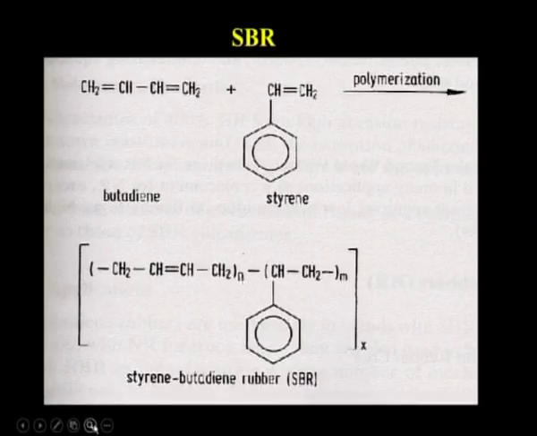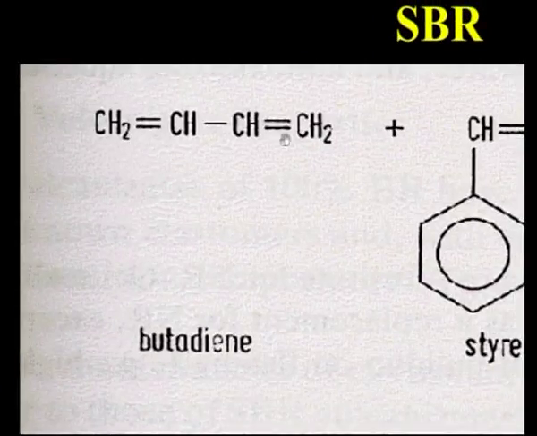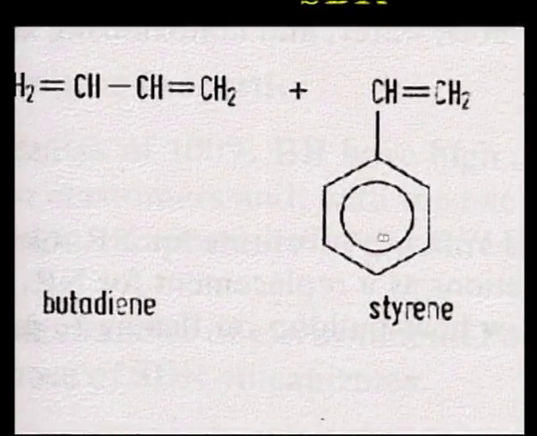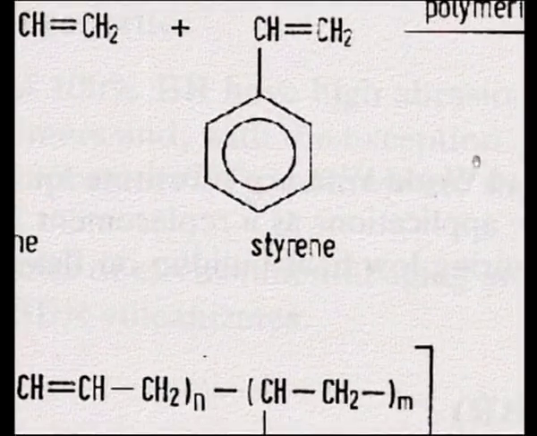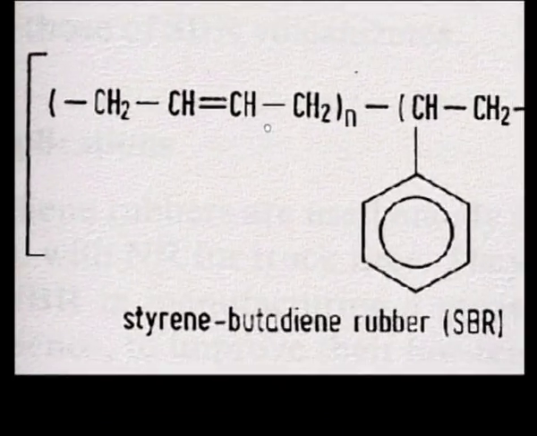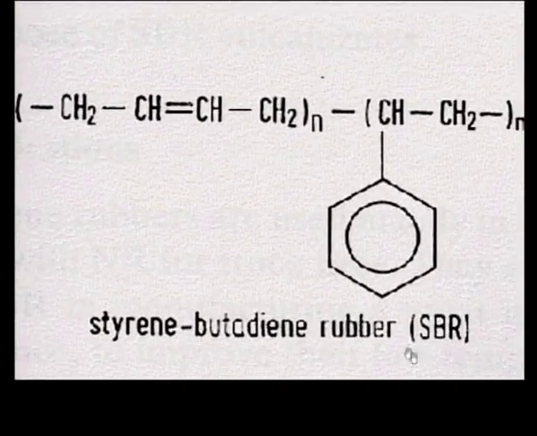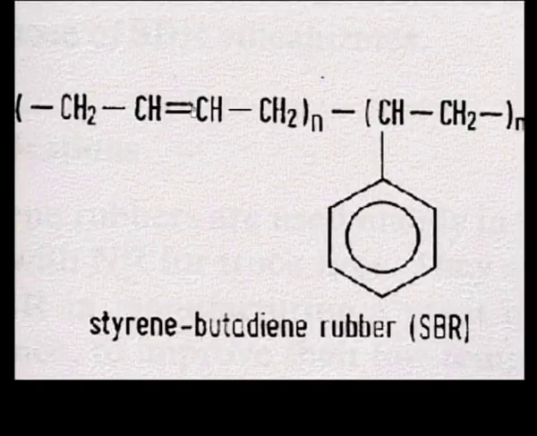So, example shown here. This is butadiene reacting with styrene, undergoing polymerization, which will produce styrene butadiene rubber, SBR. So, you can see here this is the styrene unit, this is the butadiene unit. Butadiene can give more flexibility, and styrene will give more toughness and strength.